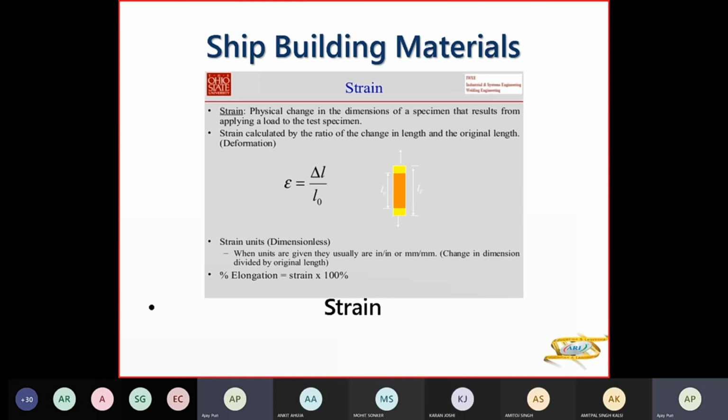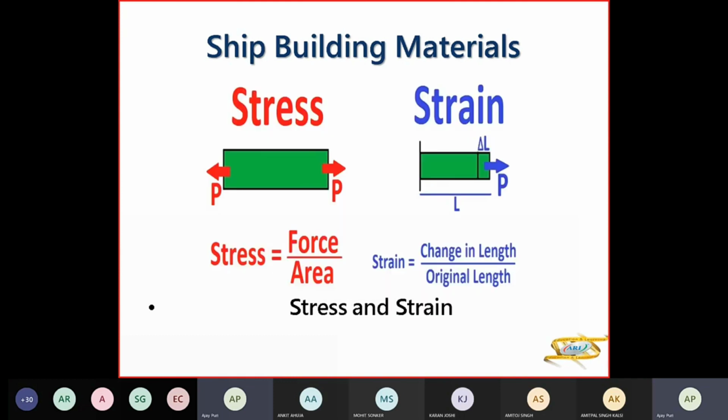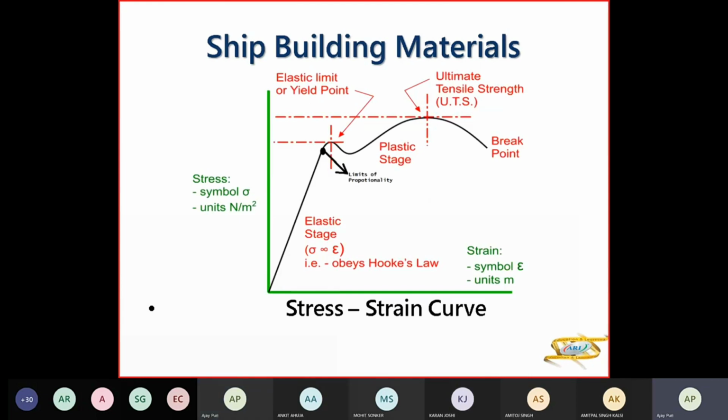So that is percentage elongation. Stress is force per area. Strain is change in length by original length. So we have done this graph.